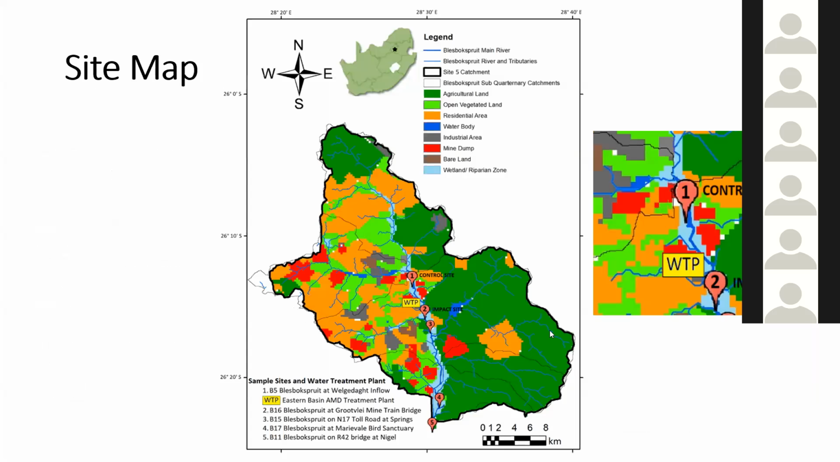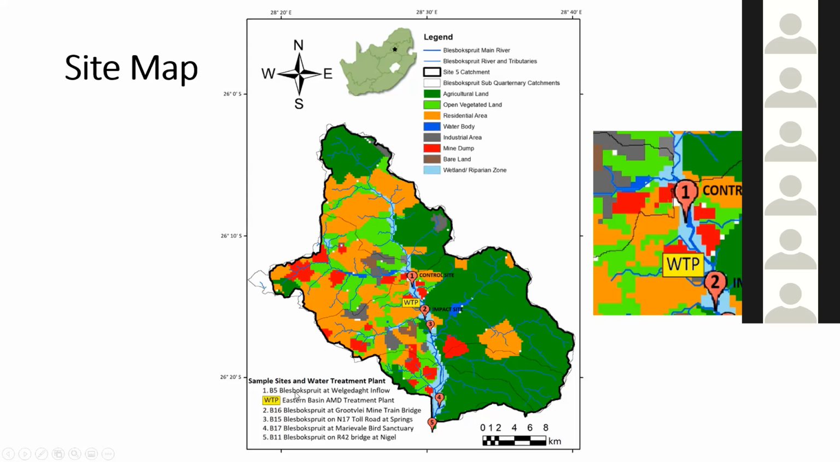Okay, so I just want to spend some time on this site map just to explain our methodology with regards to testing the impact of the new water treatment plant on surface water quality. There is a large network of water monitoring sites that are available for free access on the reservoir website. And 5 of these sites are within the Blesbokspruit Wetland. These sites have specific codes: sites B5, B16, B15, B17, B11.